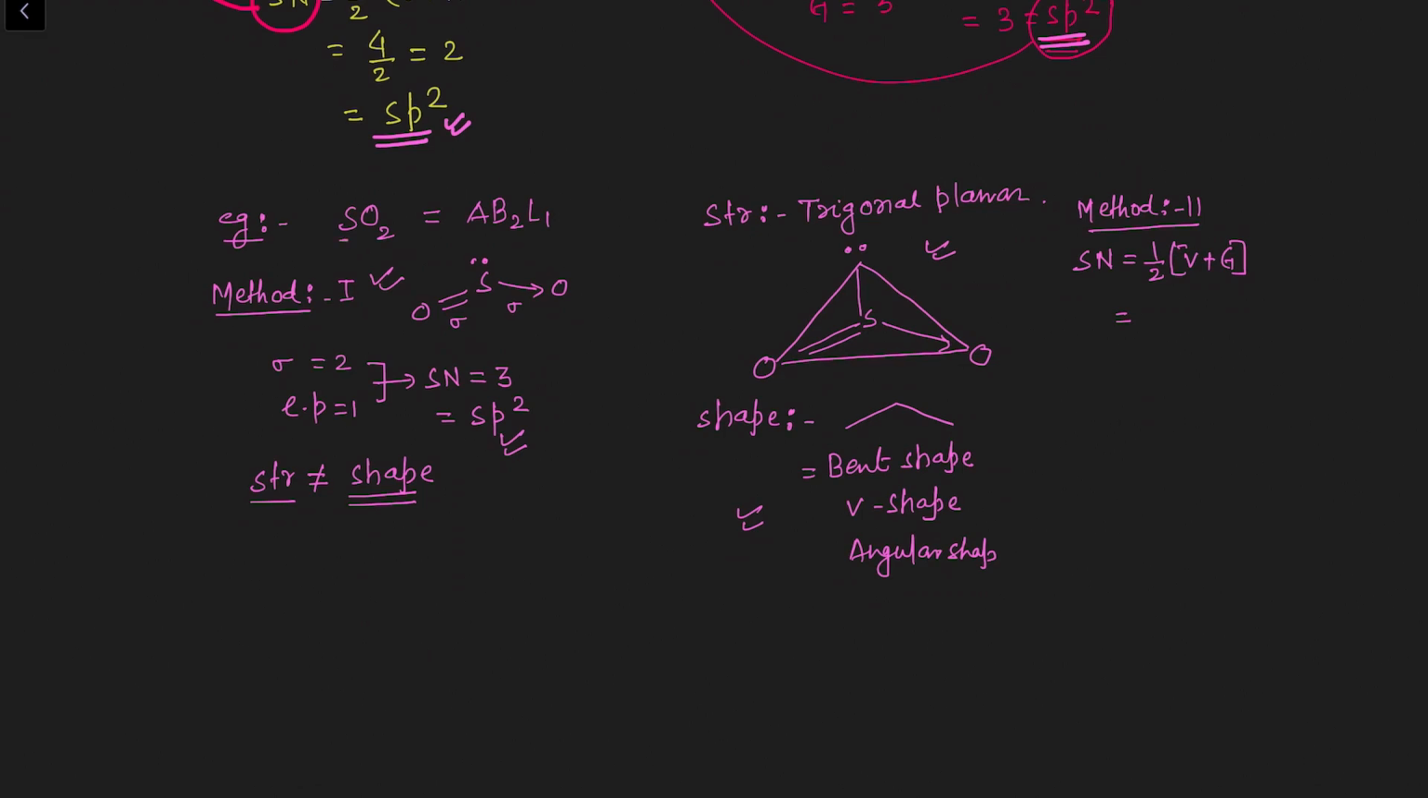Sulfur is the central atom, and oxygen is what? Divalent. So the monovalent atom number is 0. What is the valence electron of sulfur? 6. So what is the steric number now? 1 by 2 (0 plus 6), 6 by 2, which is what? 3. And you are getting the idea about the hybridization, which is what?